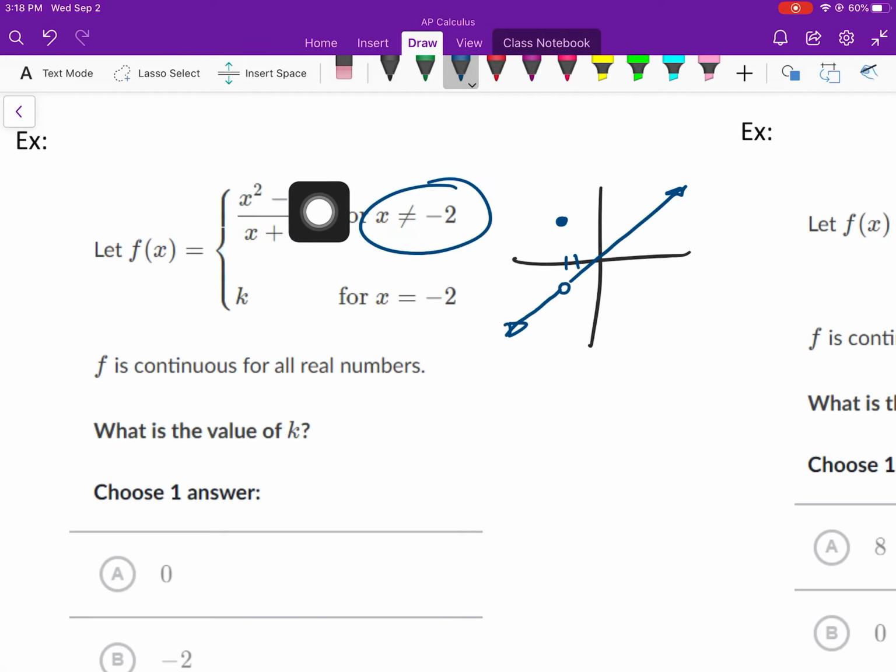So once again, this is the graph of x squared minus 4 over x plus 2. It's the graph for all values except when x is -2. So it's just going to be this nice line except for that one spot. And at that particular spot, the point is placed elsewhere. So we're going to figure out what value of k makes it continuous. In other words, we're going to figure out a value that puts this point right there, making it a continuous graph.